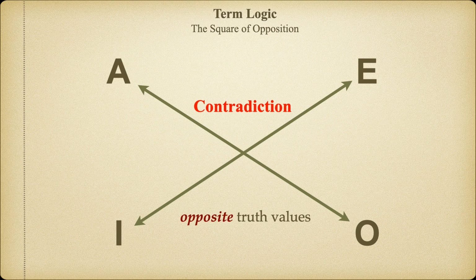If it's true that all dogs have tails, then it must be false that some dogs do not have tails. Similarly, if "some swans are white" is true, then the claim that no swans are white must be false. These propositions are contradictory to one another. Whatever the truth value of one statement is, its contradiction will always have the opposite truth value.